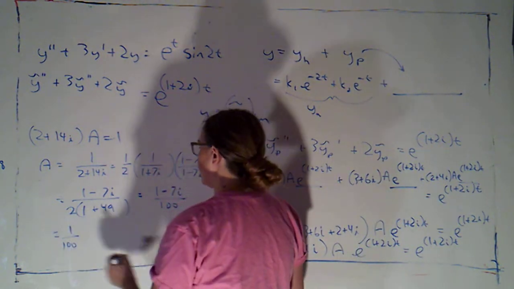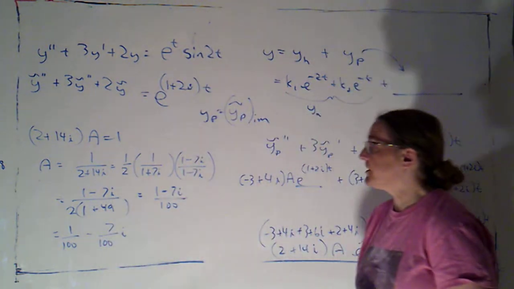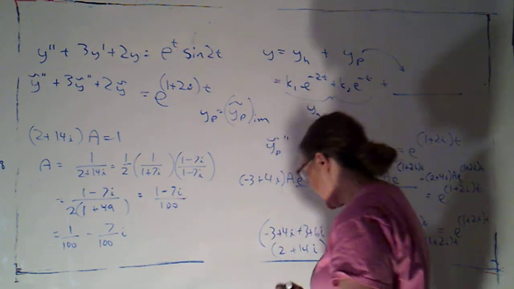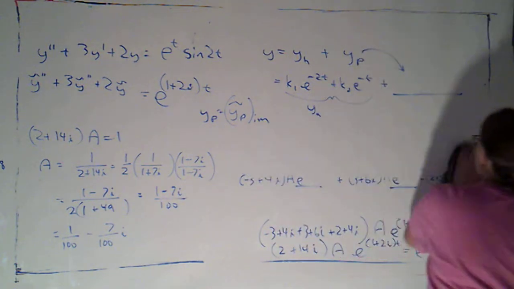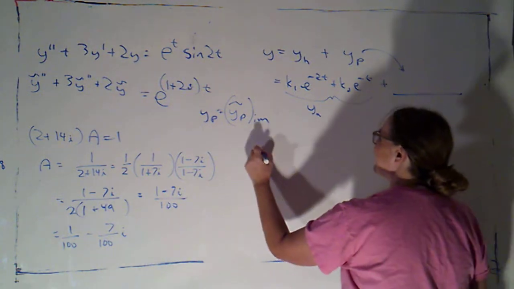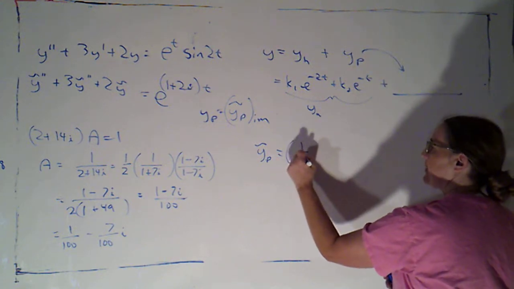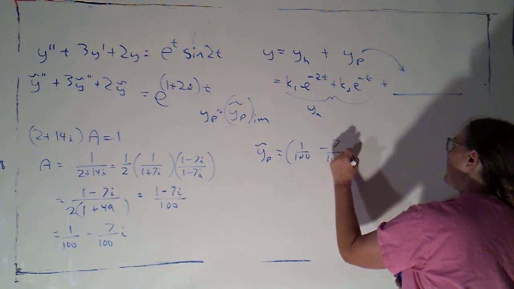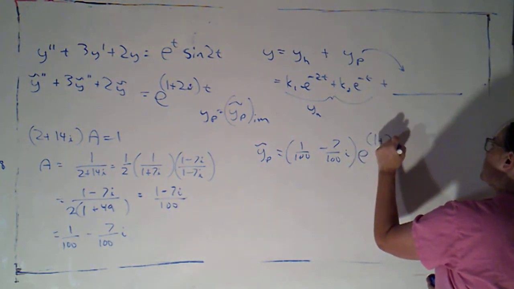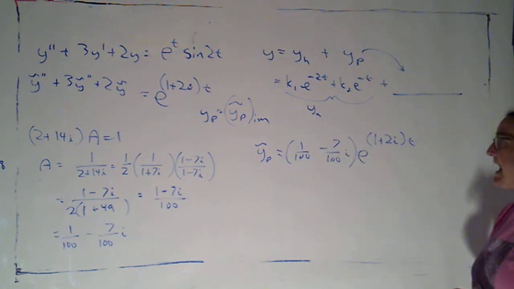So the real part is 1 over 100. The imaginary part is negative 7 over 100. And of course, the imaginary part gets multiplied by the i. Excellent. So we now know what y_p tilde is. y_p tilde is this number, 1 over 100 minus 7 over 100i, times e to the (1 plus 2i) times t. This was just our value of a.